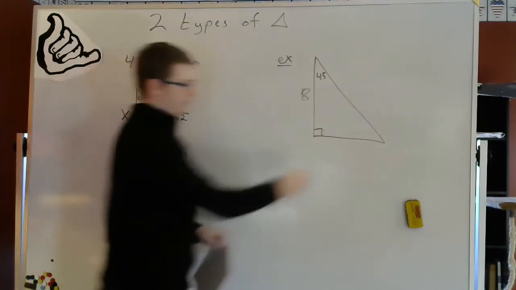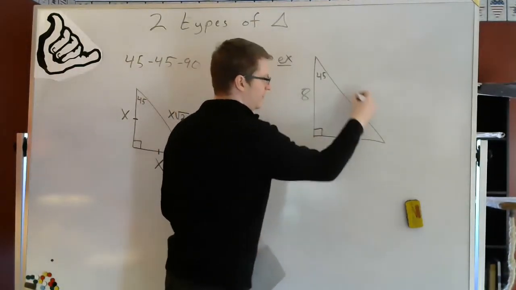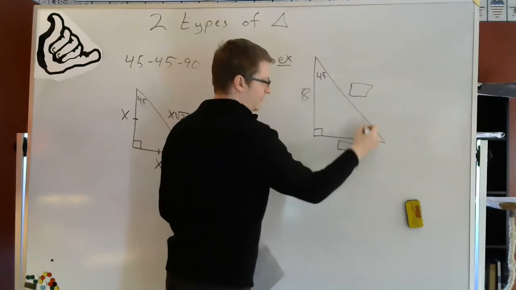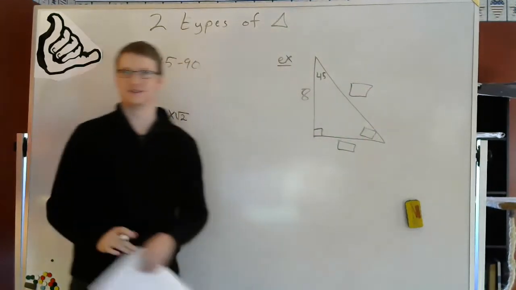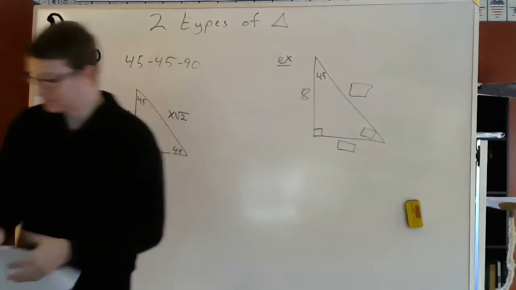And I wanted to know, what are all the missing pieces to this triangle? Can we fill in what is this side, what is this side, and what is this angle? These are my missing pieces. How can we possibly figure those out?